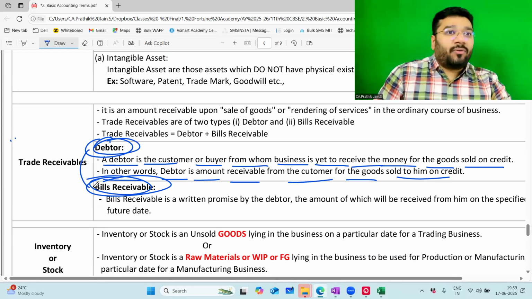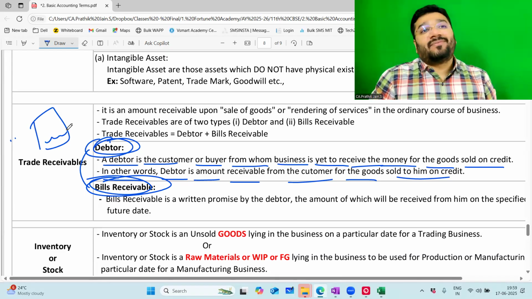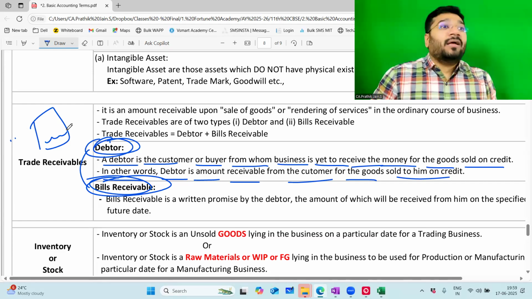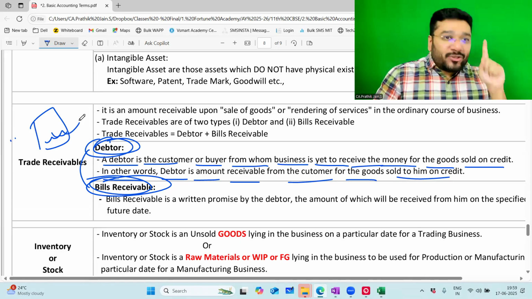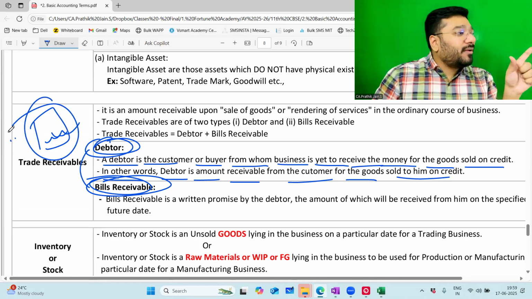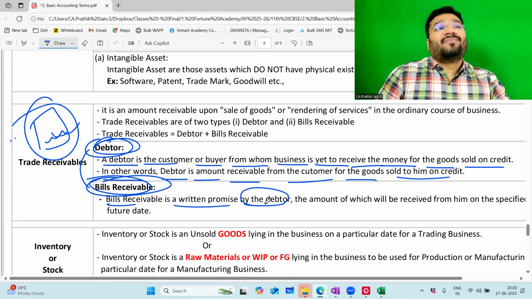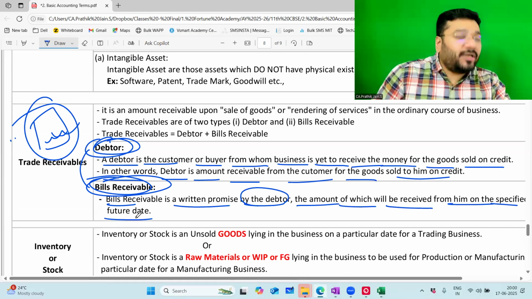The difference is what? When I sell the goods to debtor, if I sell the goods to you, if I don't take a promise in writing from you, for me you are a debtor. In case if I take a promise in writing from you, for me you are bills receivable. So what is the difference between debtor and bills receivable? There's only one difference. From debtor, I don't take any promise in writing. From bills receivable, I take promise in writing. So bills receivable is a written promise by whom? Debtor, customer, the amount of which will be received from him on a specified future date.